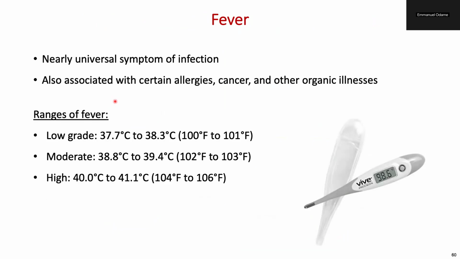So fever is a nearly universal symptom of infection. So almost all infections will result first in fever. It's also associated with certain allergies, cancer, or other organic illness. So these are the ranges of fever. We have low fever, which is about 100 Fahrenheit to 101 Fahrenheit. And then we have moderate, which is 102 to 103. And then we have the high, which is 104 to 106 Fahrenheit. Fever basically just means an abnormal body temperature.